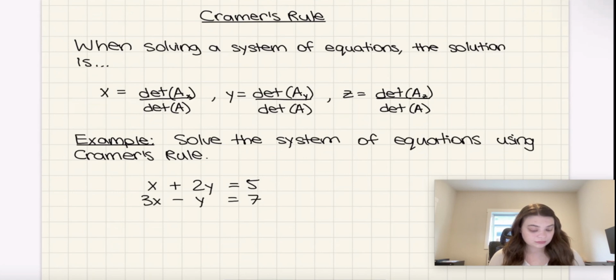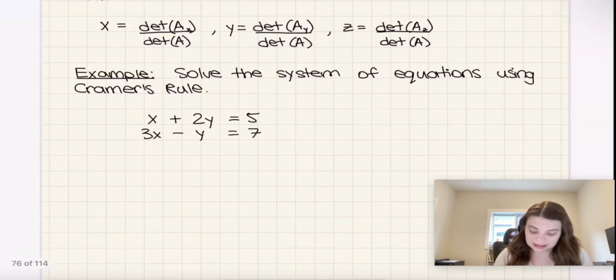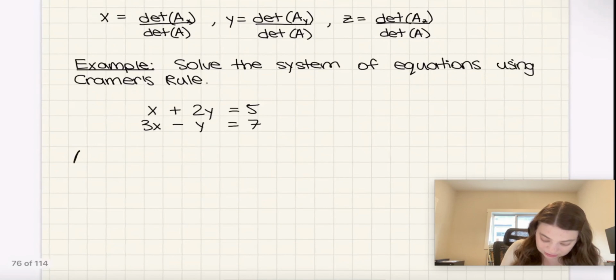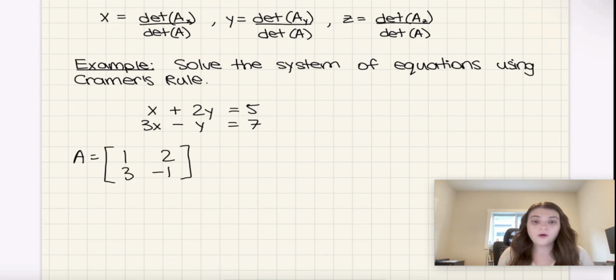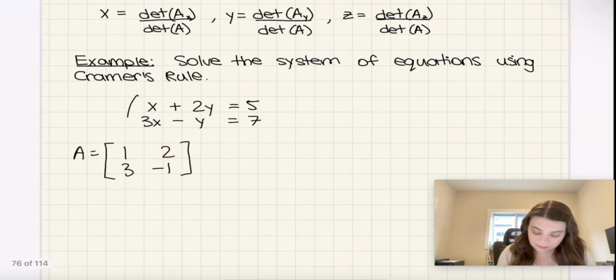Okay. So first we need to figure out the coefficient matrix for A and then find the determinant of it. So yeah, that matrix A, the coefficient matrix, is going to be 1, 2, 3, and -1. And notice that these numbers all correspond to the coefficients that we have over here in the two equations. Now we need to find the determinant of A, right?